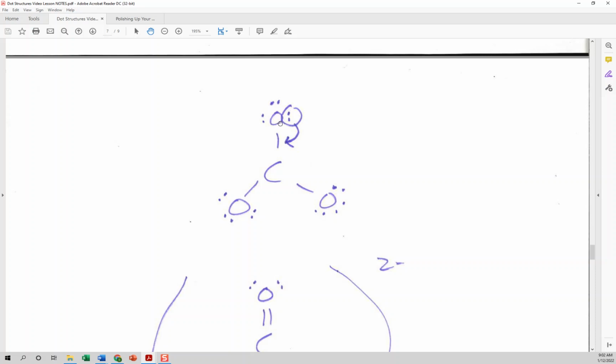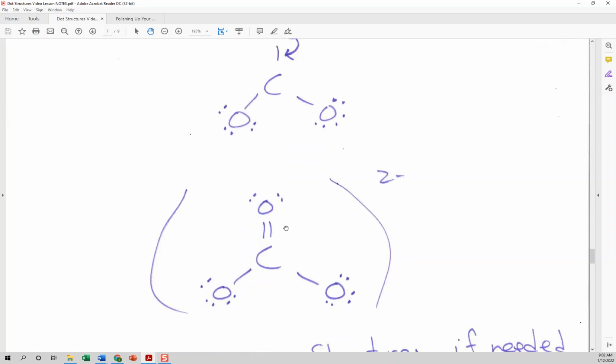So now this oxygen on top only has 2 unshared pairs. One of its unshared pairs goes in and gets shared. Now if we look at this structure, this oxygen has 2, 4, 6, 8. These oxygens have 8. And the carbon, because we added that double bond, has 2, 4, 6, 8. So that's our dot structure for the carbonate ion. But whenever you have an ion, whenever you draw a dot structure, the first thing you need to do is make sure you include the charge. So we put it in parentheses and write 2 minus outside to let us know we have 2 extra electrons in there.